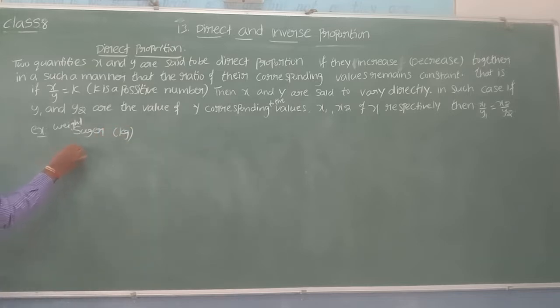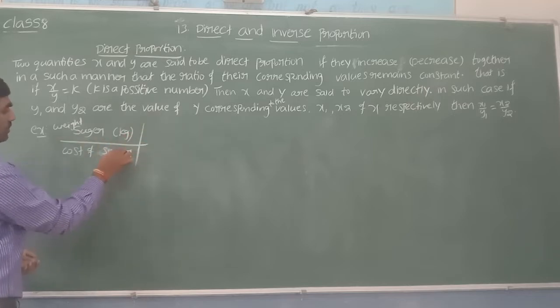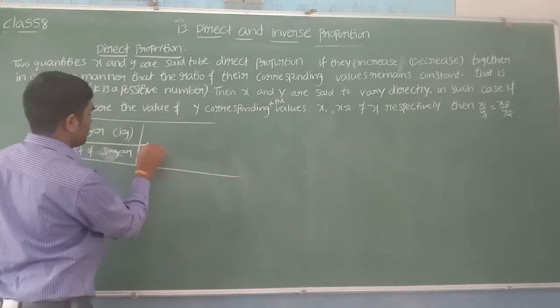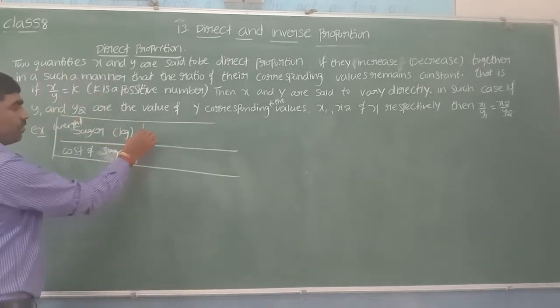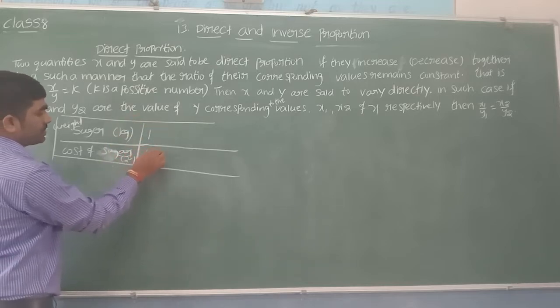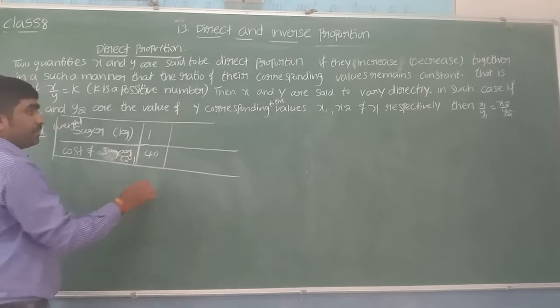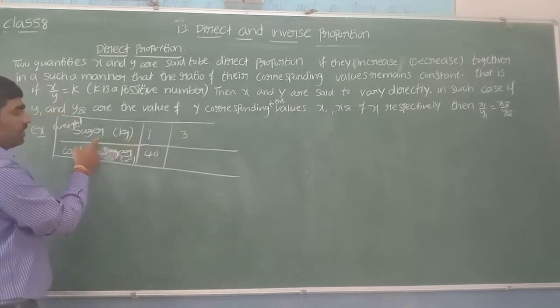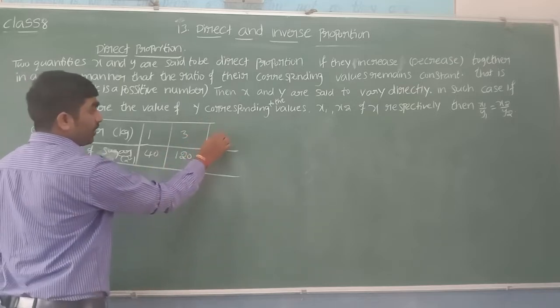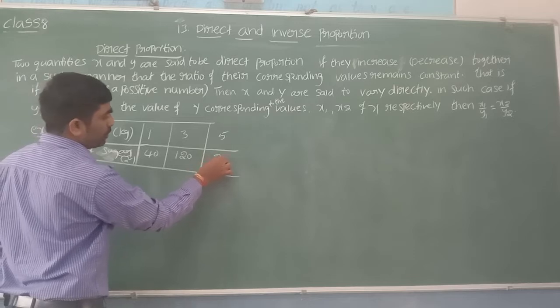Sorry, we will take the cost of sugar. Suppose if I purchase 1 kg of sugar, the cost is 40 rupees. If I purchase 3 kg of sugar, I have to pay 120 rupees. If I purchase 5 kg of sugar, I have to pay 200 rupees.